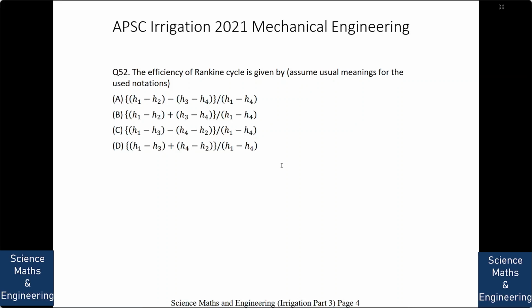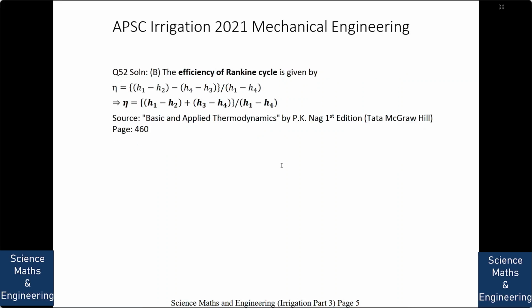So the answer is B. The efficiency of Rankine cycle is given by efficiency equals (H1 minus H2) minus (H4 minus H3), divided by (H1 minus H4), which is again equal to (H1 minus H2) plus (H3 minus H4), divided by (H1 minus H4).